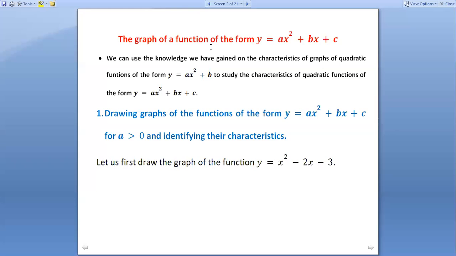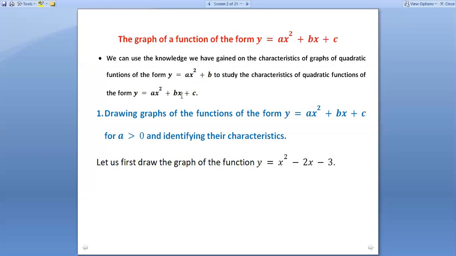In this video, we are going to learn about the graph of a function of the form y equals ax squared plus bx plus c. In the previous grades, you learned about the graphs of the functions of the form y equals ax squared and also y equals ax squared plus b. And you know the basic characteristics when a takes a negative value and when a is a positive value.